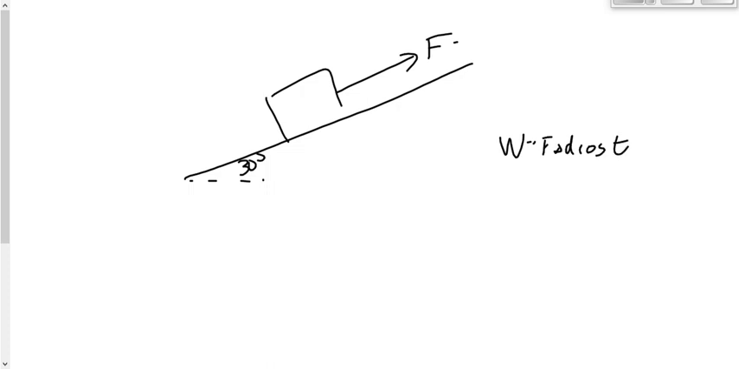In F times D times cosine theta, that angle theta is not just any angle that's given to you in a problem. It's the angle between the way that it's pushed and the way that it moves. And that angle here is 0. It's pushed at 30 degrees. It moves at 30 degrees. The angle between the two is 0. Does that make sense? What if I did this?